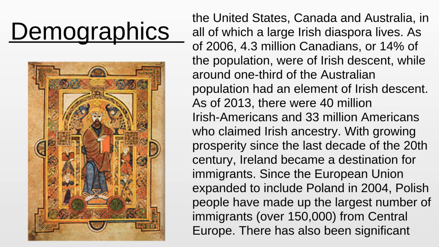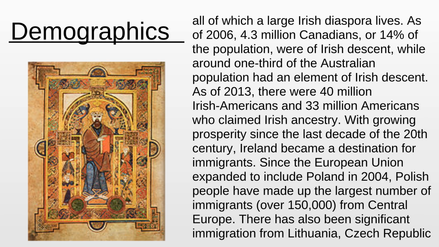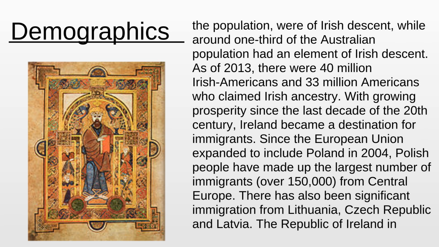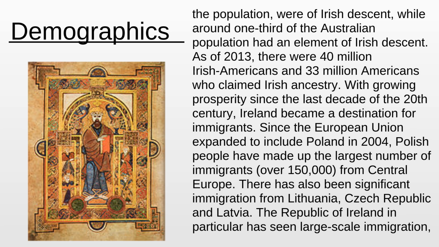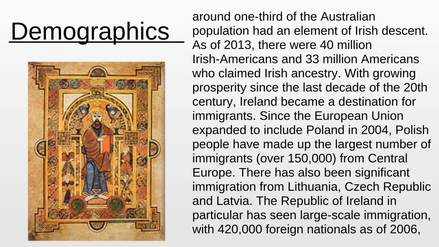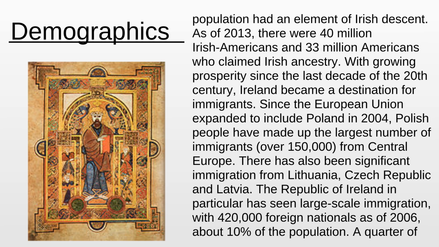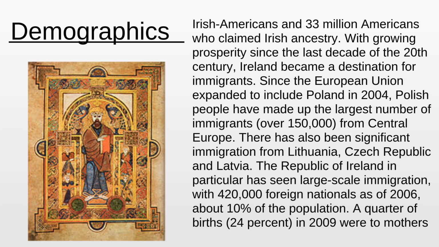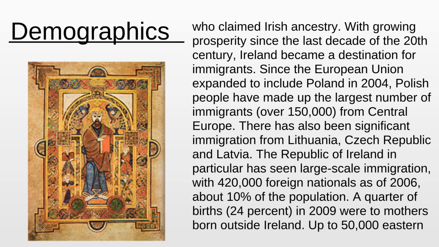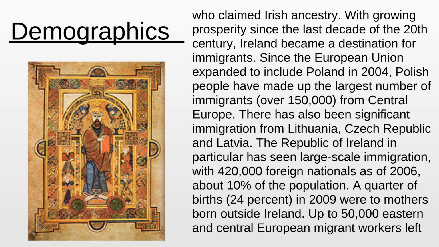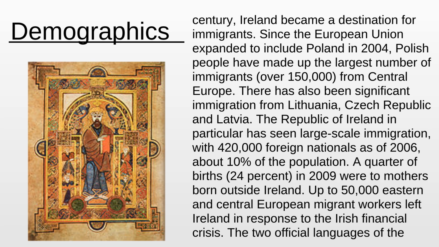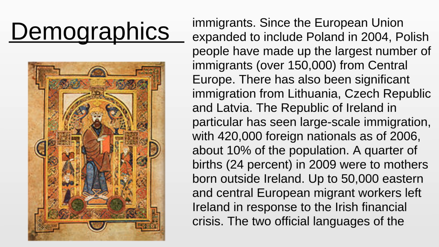Emigration from Ireland in the 19th century contributed to the populations of England, the United States, Canada, and Australia, in all of which a large Irish diaspora lives. As of 2006, 4.3 million Canadians, or 14% of the population, were of Irish descent, while around one-third of the Australian population had an element of Irish descent. As of 2013, there were 40 million Irish Americans and 33 million Americans who claimed Irish ancestry.